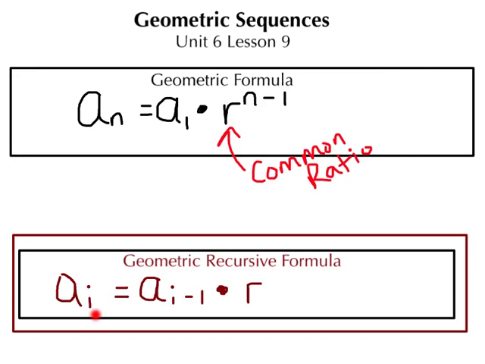The next formula is the geometric recursive formula. Remember, in arithmetic we had our arithmetic sequence formula, and we had our recursive formula. So I gave you both right up front. A sub i equals a sub i minus 1 times r. Now don't forget that a sub i is just my number. It could say a sub n equals a sub n minus 1 times r. Those are the two formulas we're going to use throughout the video today.